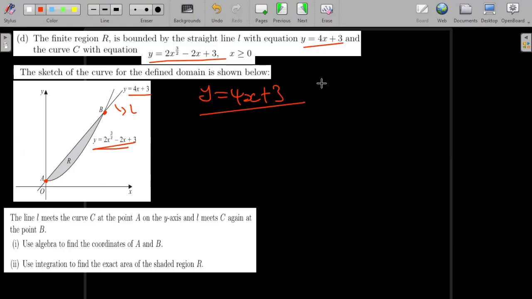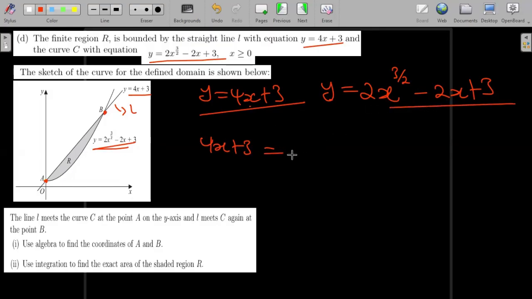Okay, so the other equation is y is equal to 2x to the power 3 over 2 minus 2x plus 3. So where there's y here, I'm going to put this 4x plus 3. So it will be 4x plus 3 is equal to what I have here: 2x to the power 3 over 2 minus 2x plus 3. Then from there we can put like terms together, or we can simply put everything on the left-hand side.